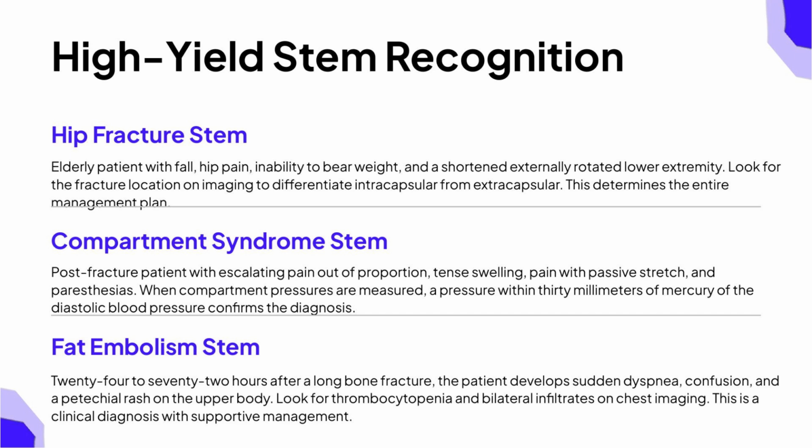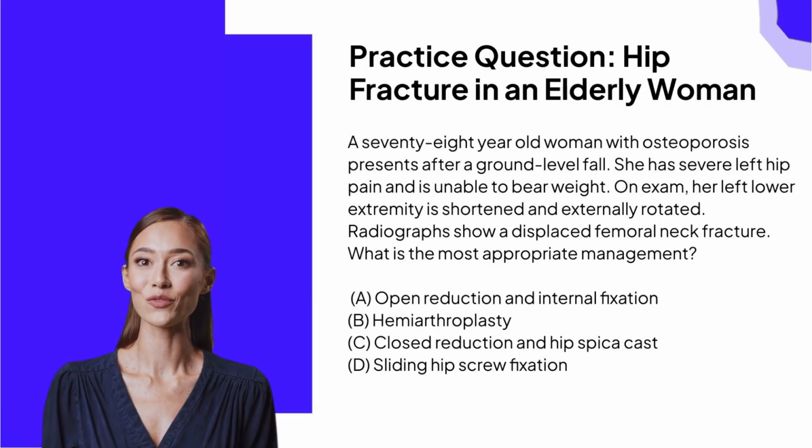For fat embolism, the timing is the giveaway. It happens 24 to 72 hours after a long bone fracture. The patient develops sudden difficulty breathing, confusion, and a petechial rash on the upper body. This is a clinical diagnosis, and the treatment is supportive care. Let us work through our first practice question.